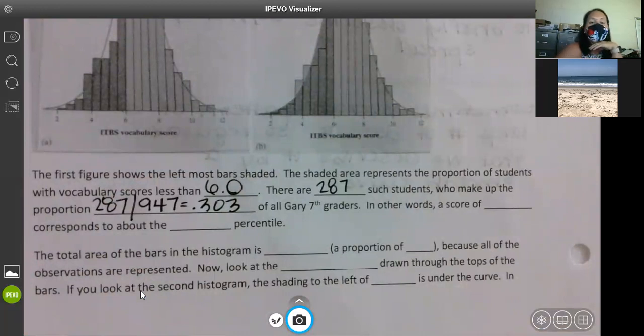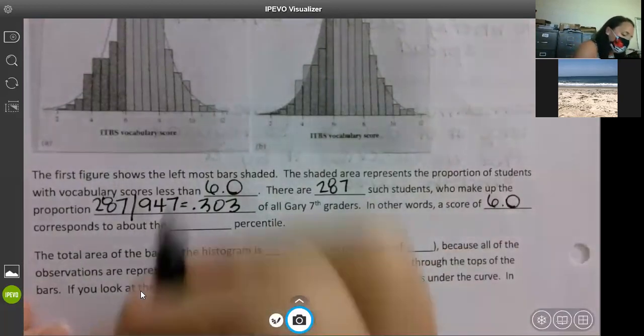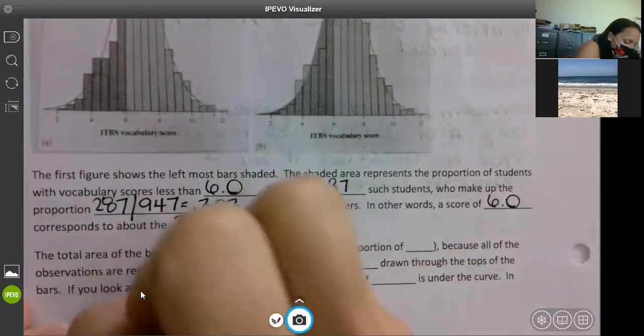Okay. So the first figure shows the leftmost bar shaded. The shaded area represents the proportion of students with vocabulary scores less than a 6. There are 287 such students who make up this proportion, 287 out of 947. So it's just describing this bar up here. In other words, a score of 6 corresponds to about the 30th percentile.